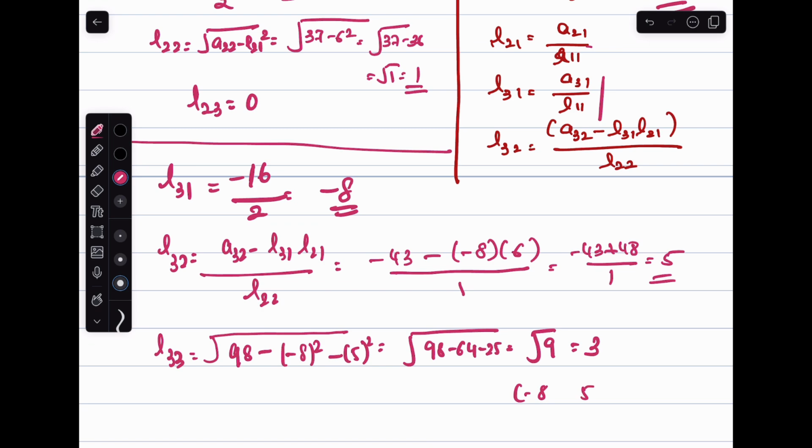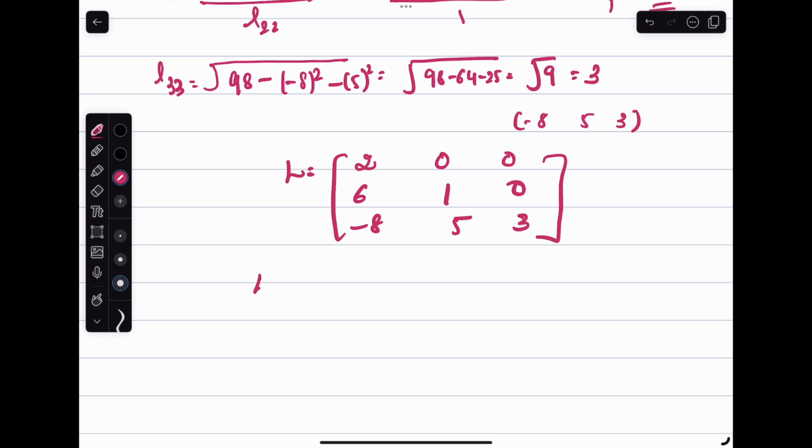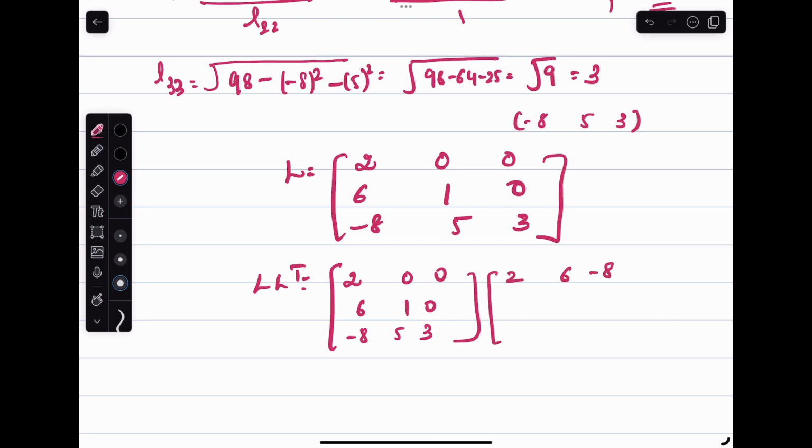So now we have all the terms, that is first row terms, second row terms, and the third row terms. The matrix will be 2 0 0 first row, second row 6 1 0, and the third row minus 8 5 and 3. So if we find the L transpose and multiply these terms, 2 0 0, 6 1 0, minus 8 5 3, with the transpose of L, which is 2 6 minus 8, 0 1 5 and 0 0 3, you should get the A matrix, that is the question matrix.